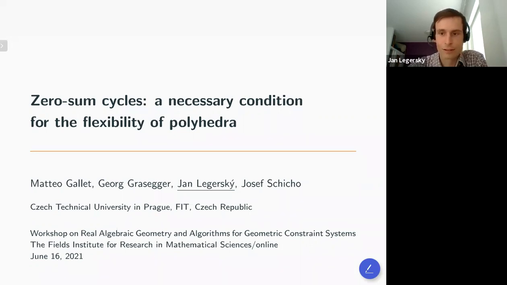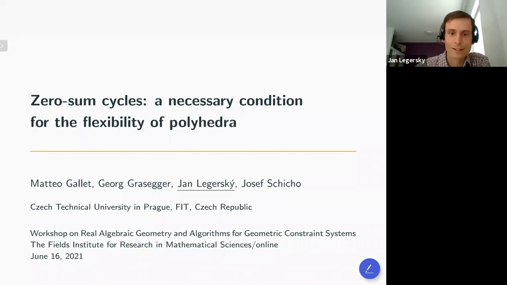But thanks to Bricard, we know that there actually exist polyhedra that are flexible, and also later Bob Connelly gave an example of an embedded flexible polyhedron, which was, I think, on 18 vertices, and then Steffen introduced a polyhedron which is embedded flexible but only on 9 vertices. Yeah, I think 9.